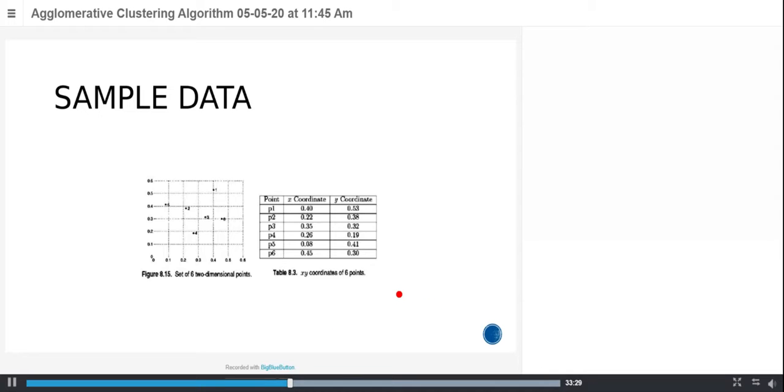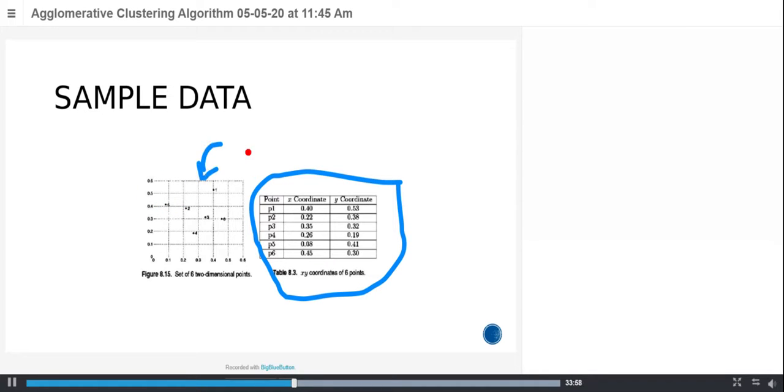We'll understand. This is the data set they have given. Totally, we have 6 points. This is the x coordinate they have given, and this is the y coordinate. If you plot your points in a graph, your points are represented here like this. See, this is the first point, this is the second point, the third point, fourth point, fifth point, and sixth point. So using these points, we are going to apply the agglomerative technique in order to group those points.